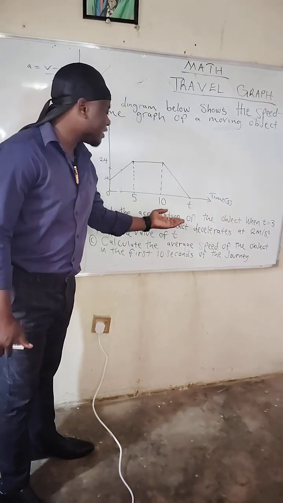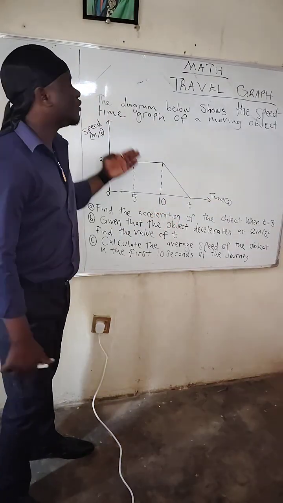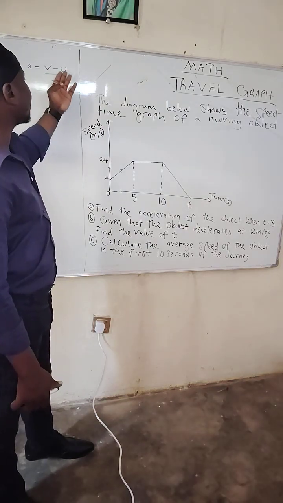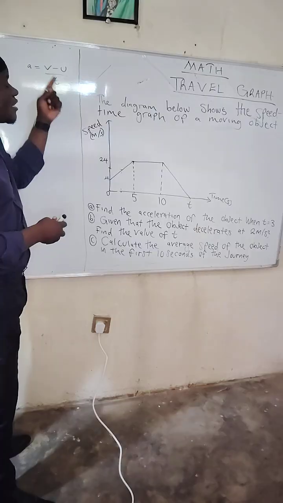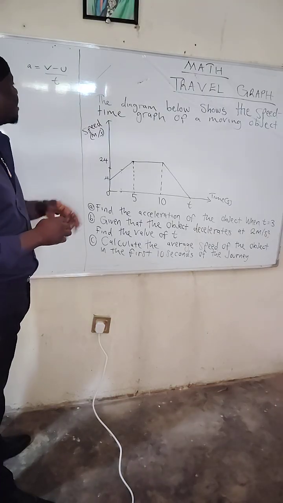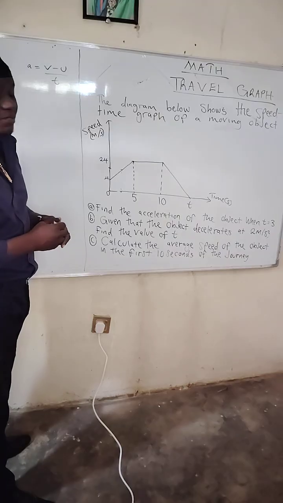Since they have mentioned the acceleration, you use the formula for acceleration, which is a equals v minus u over t. The v you are seeing here is the final velocity, the u is the initial velocity, and t is the time taken.